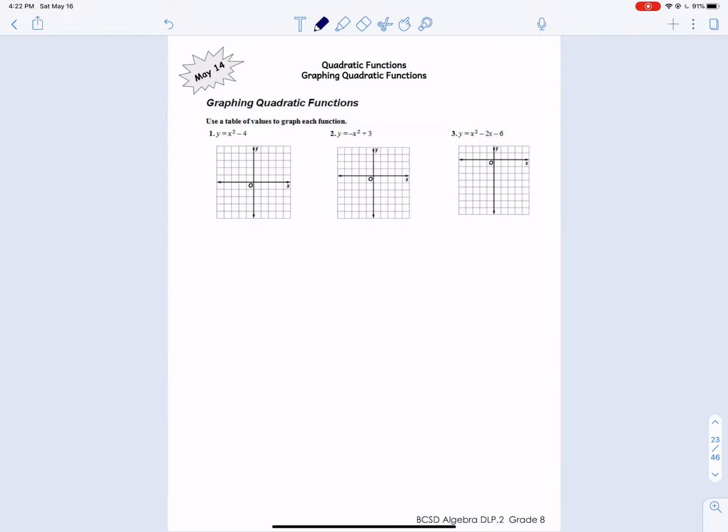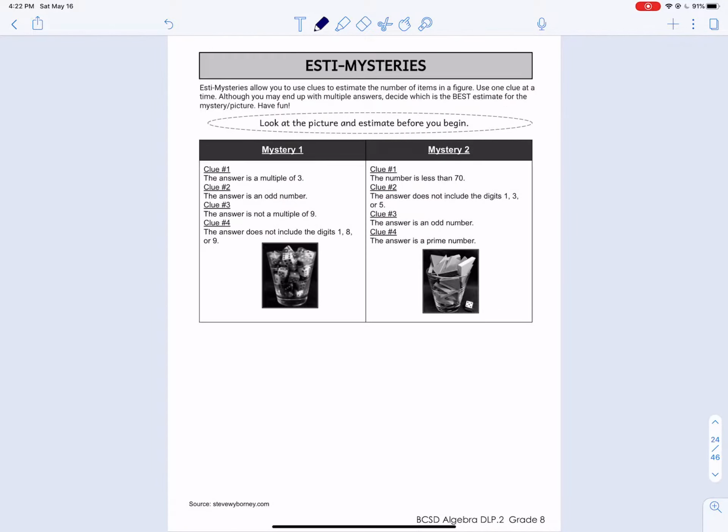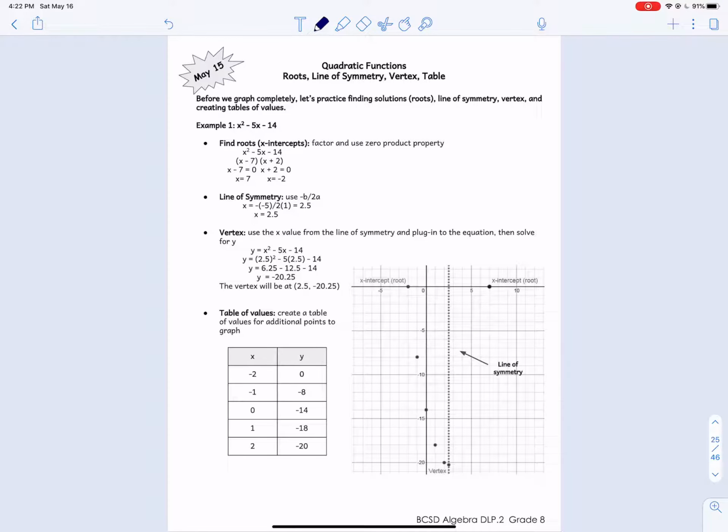Okay, and then just a little bit more practice doing the same thing, making a table, almost the same kind of questions or the same equations. Again, double check your work in Desmos just to make sure that you got it right. Okay, some more puzzles, and then the final day of the week, May 15th, looks like we're just going to graph everything that we've done so far. So line of symmetry, vertex, y-intercept, x-intercept or the roots, everything.